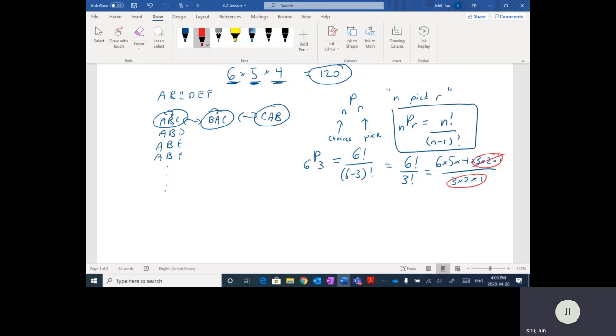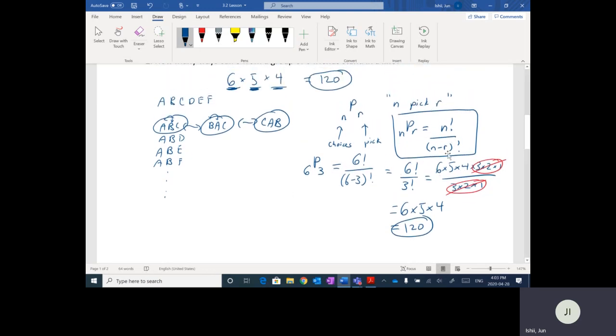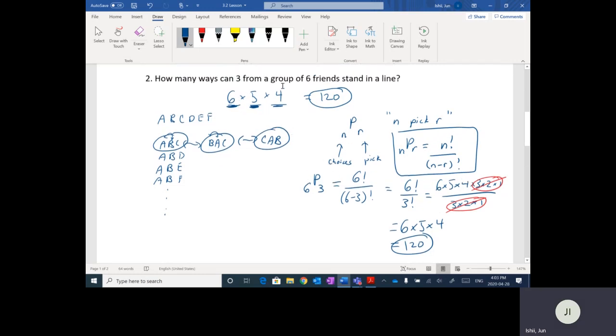You can see that these actually just cancel out. And what you're left with is 6 times 5 times 4, which is what we actually used in the fundamental counting principle, which is 120. Okay, so I had to introduce the formula in terms of permutations. But in a way, what it's basically saying is that if I had 6 friends and I want to choose 3, it would be 6 times 5 times 4.